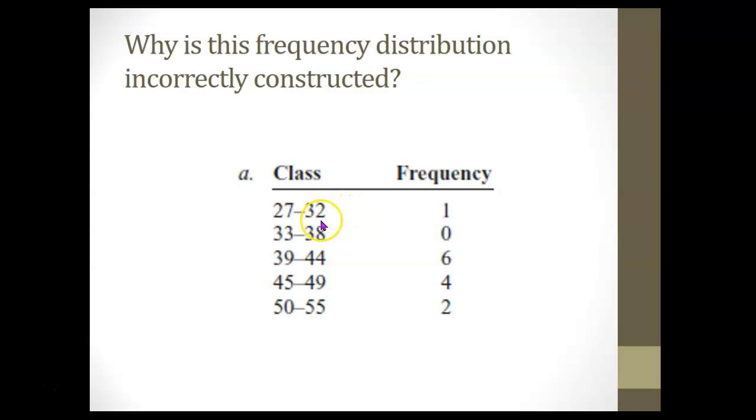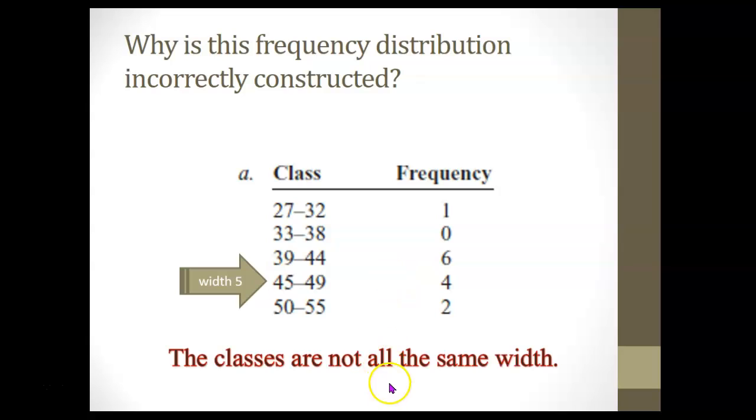So it's a little more subtle. You have to do a little maybe calculation or counting. 27, 28, 29, 30, 31, 32. That's a class with a width of 6. 33, 34, 35, 36, 37, 38, also width 6. 39 to 44, that includes 39, 40, 41, 42, 43, 44, also width 6. 45, 46, 47, 48, 49, uh-oh, that only has a width of 5. So there the problem is that the classes are not all the same width.